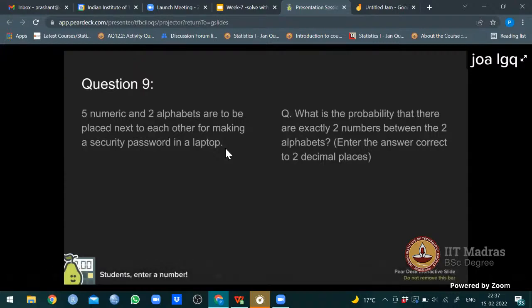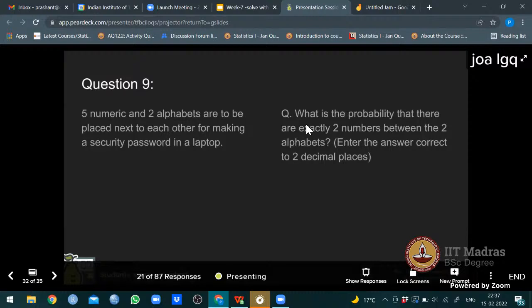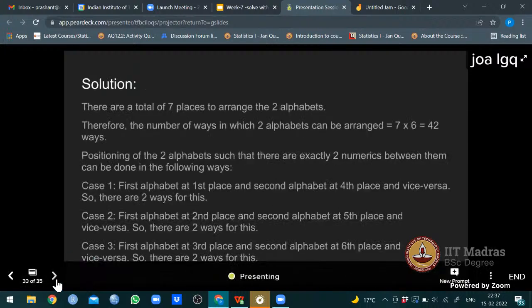Your question is: 5 numeric and 2 alphabets are to be placed next to each other for making a security password. You have to calculate the probability that there are exactly 2 numbers between the 2 alphabets. See, there are total 7 places, 5 numeric and 2 alphabets. The number of ways in which 2 alphabets can be arranged is 7P2, that is 7 into 6. This will be your sample space.